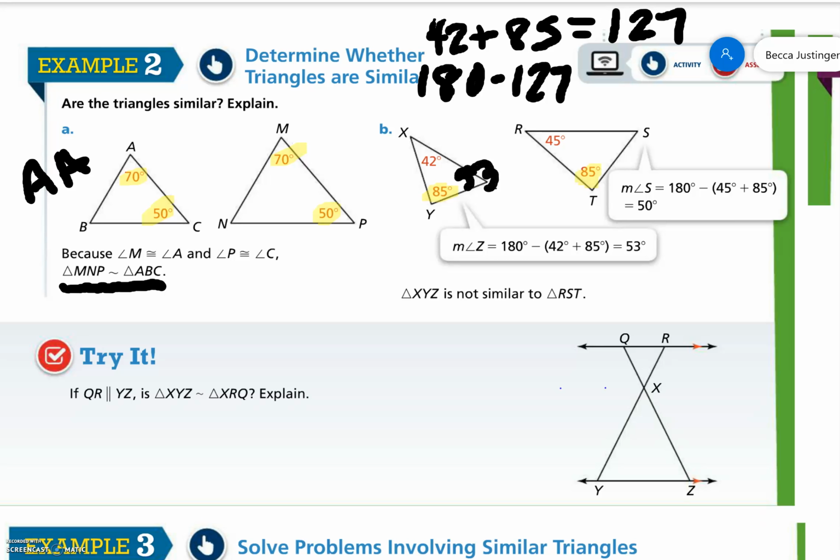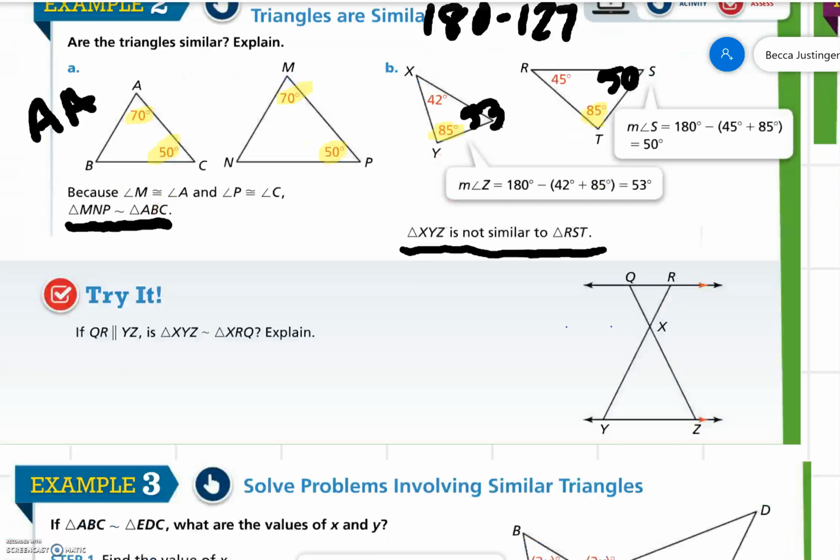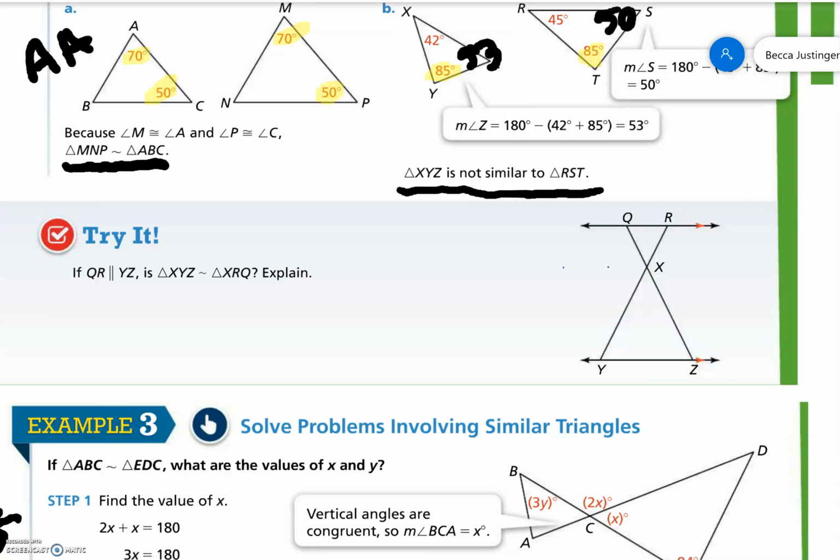Well, guess what? I don't have a 53 on the other angle. They did the same thing and they found that this was 50. So there's not two angles, so XYZ is not similar to RST. If QR is parallel to YZ, is triangle XYZ similar to triangle XRQ?